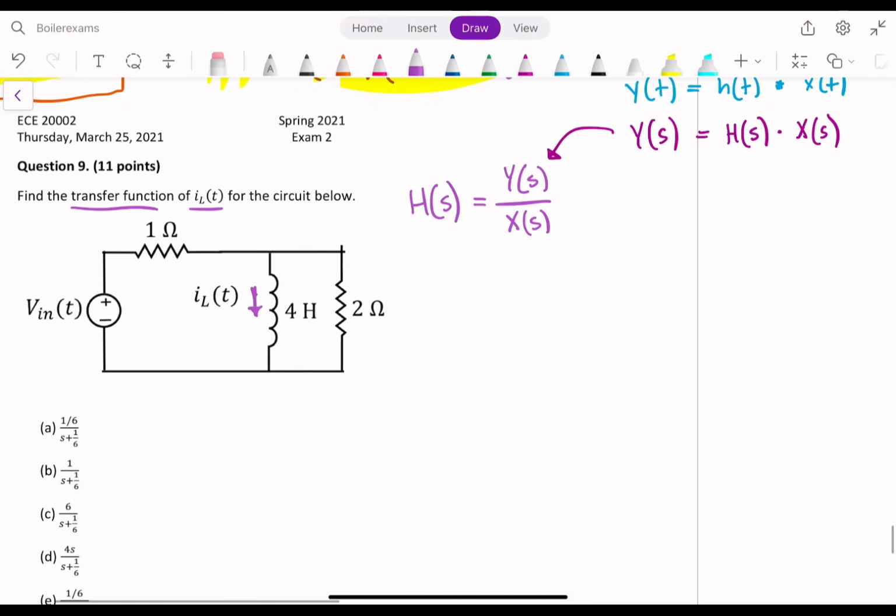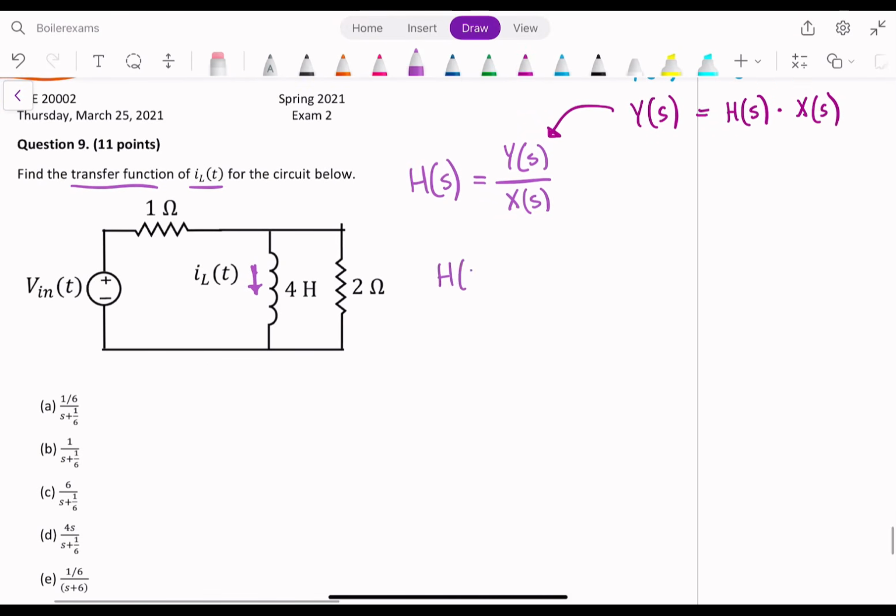And for this particular system, the transfer function H of s is equal to our output, which is our inductor current, divided by our input, which is our input voltage. And so all that we're trying to do is solve that equation that I just wrote there. So how are we going to do that? Well, when we're solving transfer functions, we want to see what form it's in. And so in this case, it's equal to I over V.